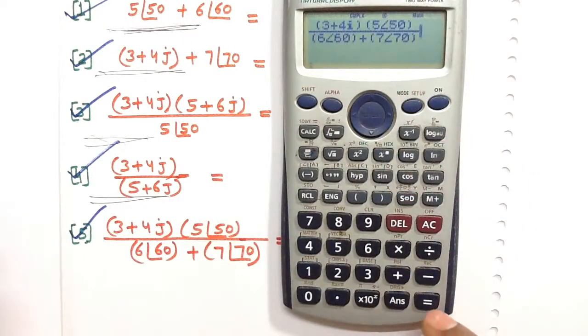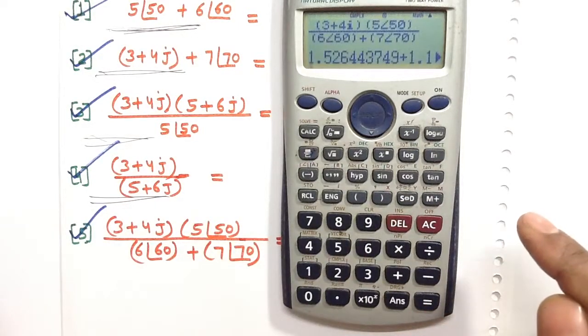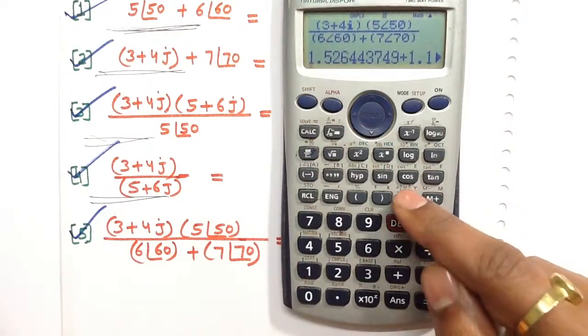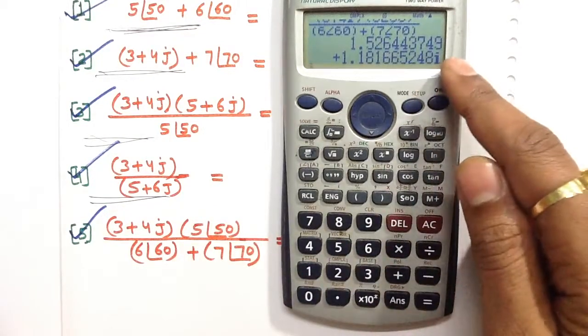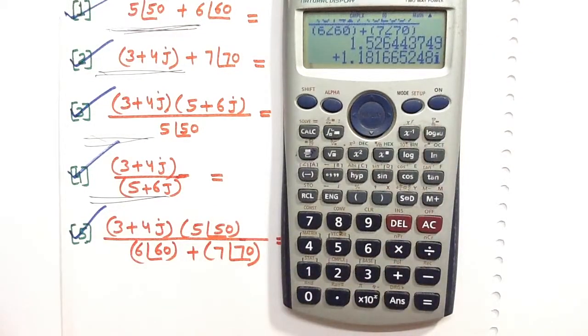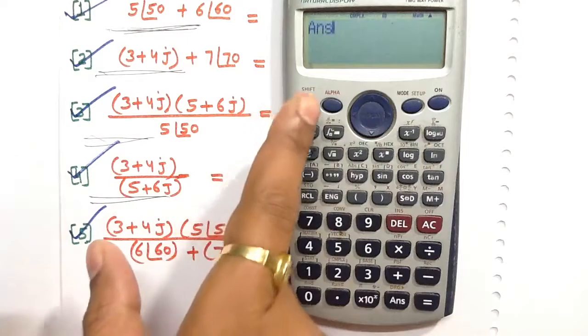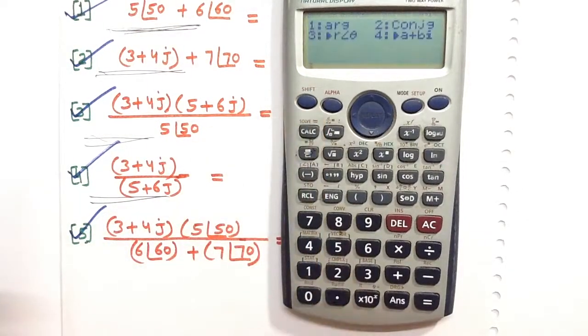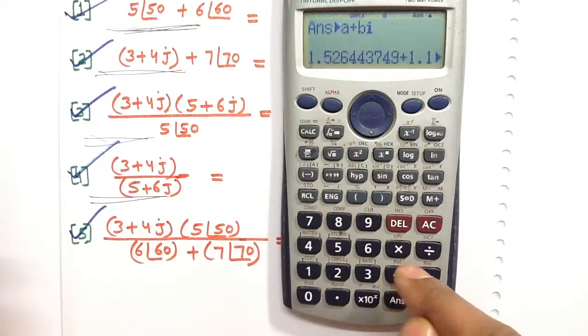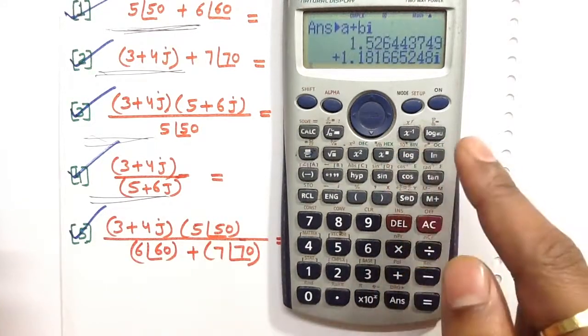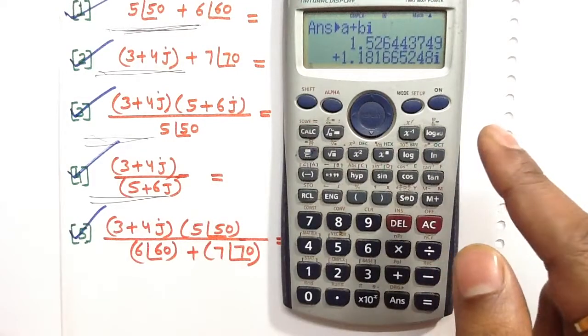If you directly press the equals button, you will by default get the answer in the rectangular form. To see the complete answer, press S-D. So this is the answer of question number 5 in the rectangular form.